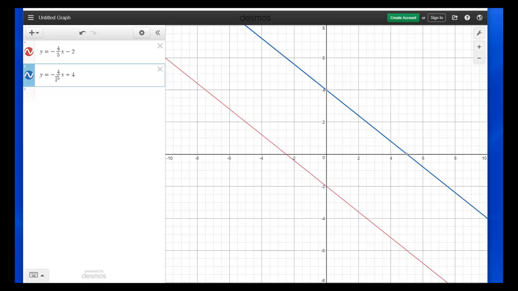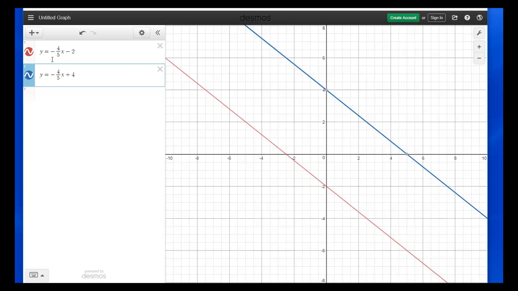Those slopes are the same. A negative 4/5, a negative 4/5. These are parallel lines. So no matter where I go on this line, if I go here and measure across to here, it's the same distance as measuring from here to here. Parallel lines never intersect. They will have the same slopes. Notice though my y-intercepts are different, but parallel lines have the same slopes.